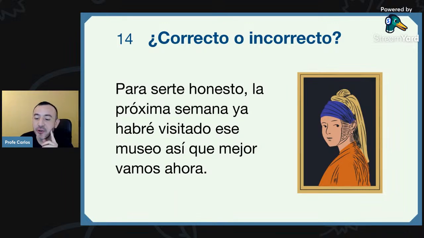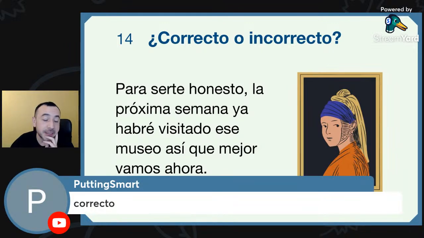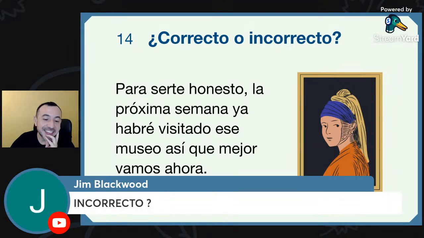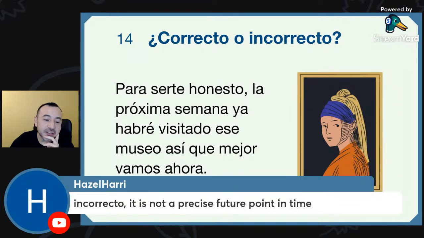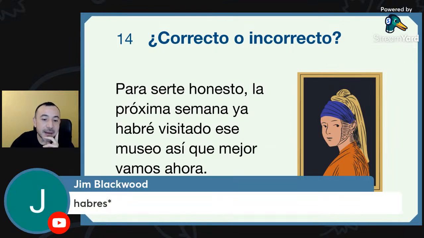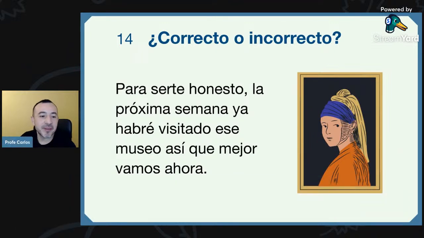What is it? Correcto o incorrecto? Putting Smart is betting for correcto. Jim, I see an incorrecto, but we're not very sure. Hazel is telling us incorrecto. It is not a precise future point in time. Interesting. Jim is saying this abres. Oh, because you're putting it like habrás, right? As in tú habrás visitado. And Julia is saying incorrecto.